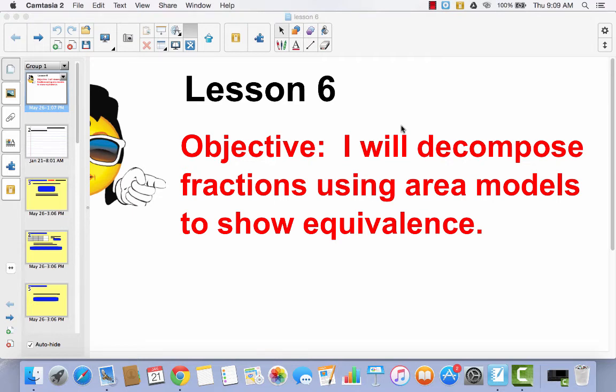Lesson 6, I will decompose fractions using area models to show equivalence. So this is a continuation of Lesson 5, where we learned to decompose fractions using area models and showing equivalence. We're going to be doing that again today.